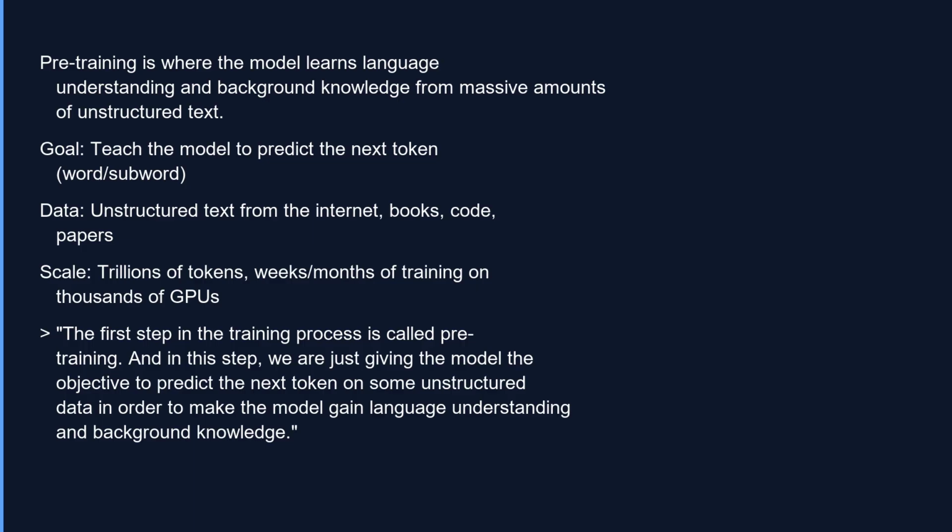The first step in the training process is called pre-training. And in this step, we're just giving the model the objective to predict the next token on some unstructured data in order to make the model gain language understanding and background knowledge.